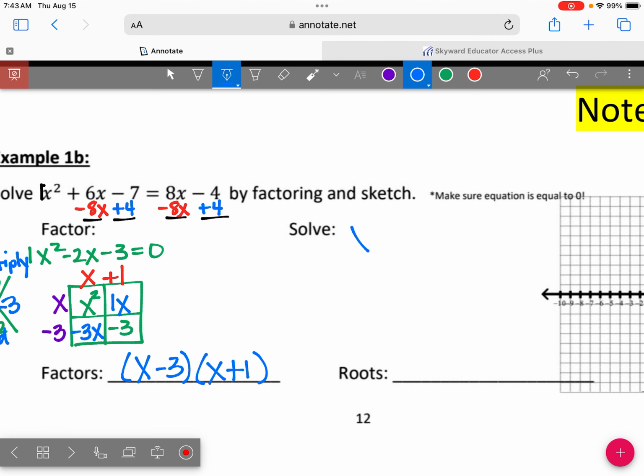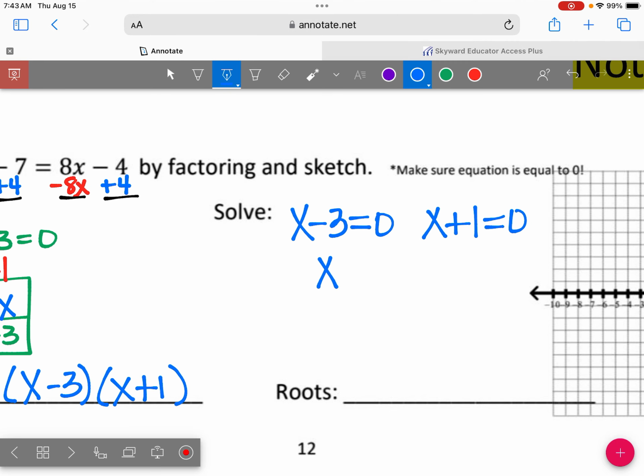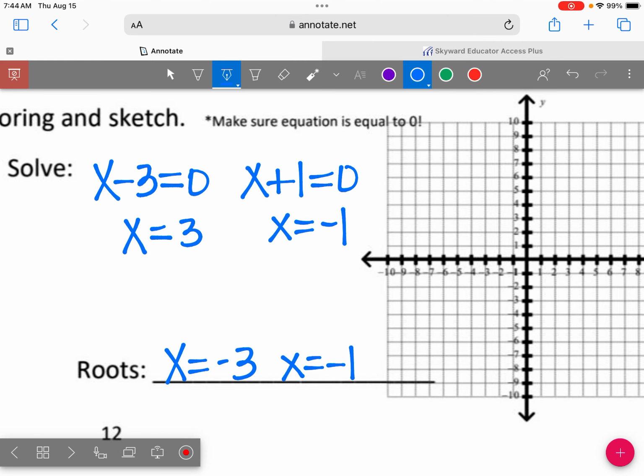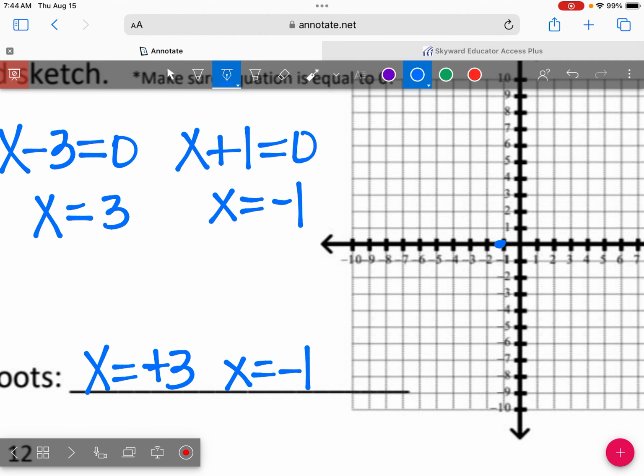And now let's go ahead and solve it. Set both of those equal to 0. And you get x equals 3 and x equals negative 1. So those would be your roots. Go ahead and plot a point there. Plot a point at negative 3. Plot a point at negative 1. Oh, sorry, I messed up. Not negative 3. That should be a positive 3. X is positive 3 and x is negative 1. So put a point at negative 1. Put a point at positive 3.